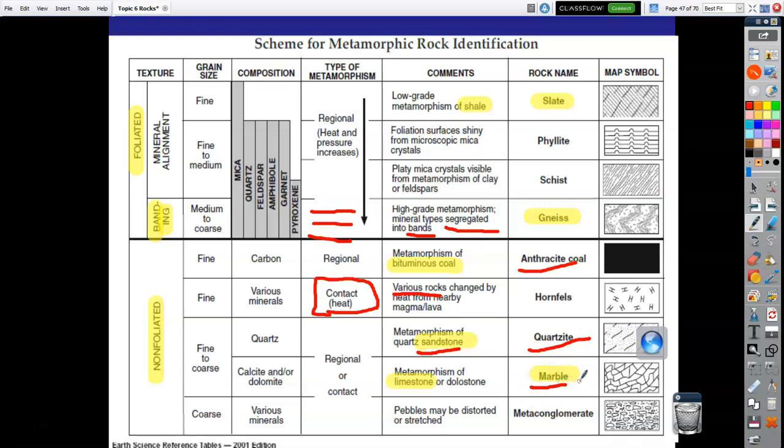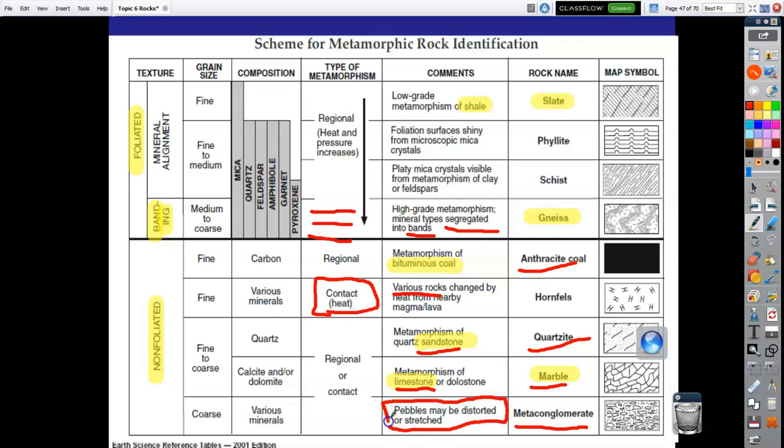Marble, which some of you have marble in your house, maybe counters or in the kitchen or on the floor, marble tile floor. That's going to come from limestone. And again, that's non-foliated. And then a metaconglomerate. The conglomerate, if you remember from the last video, has pebbles in it. It's a mixture of pebbles and stuff. Now the pebbles get stretched, as it says down here.